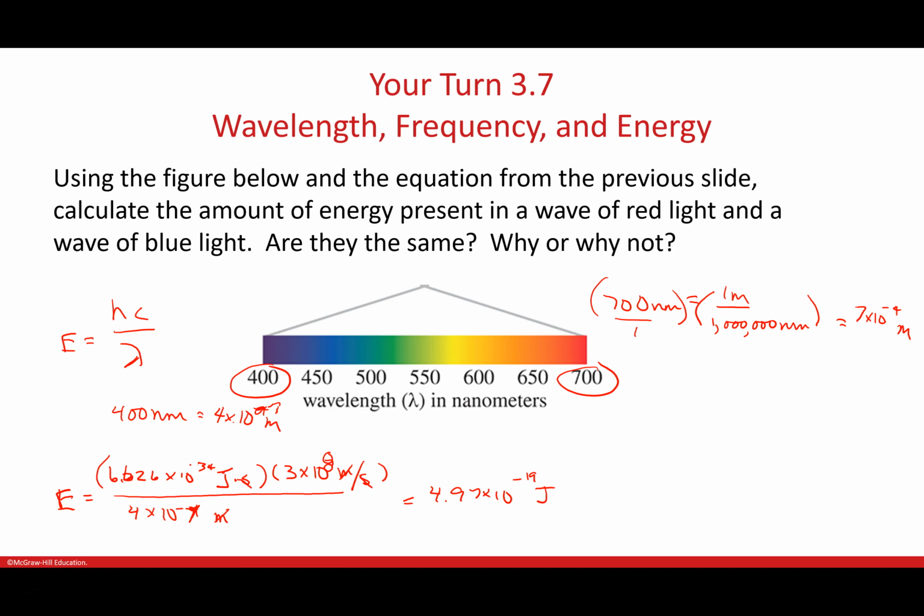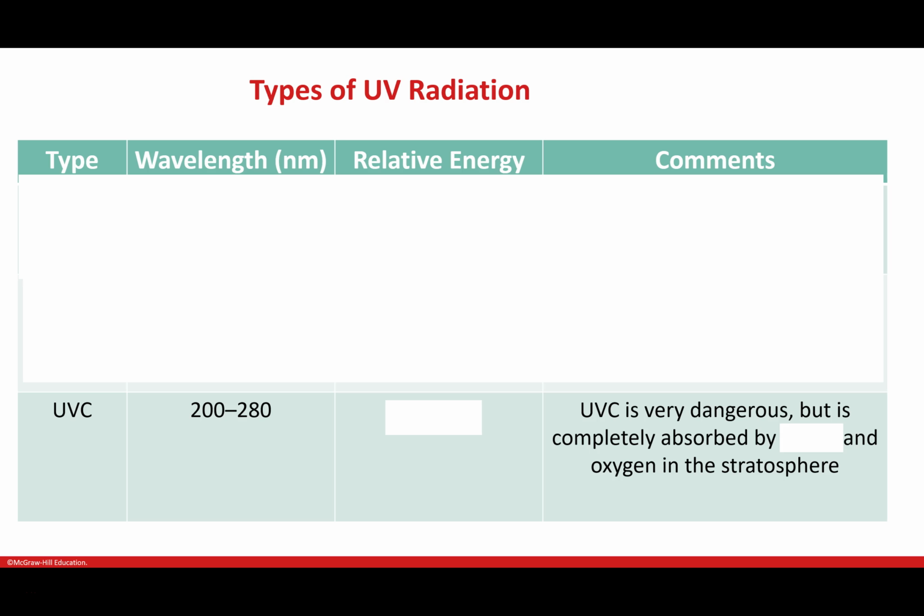So nano is 1 billion. Yes, you're right. Milli is 1 million. No, micro, I'm sorry. Oh my gosh. Micro is 1 million and milli is 1,000. Okay? Sorry about that. I'd say it won't happen again, but I'd be lying.